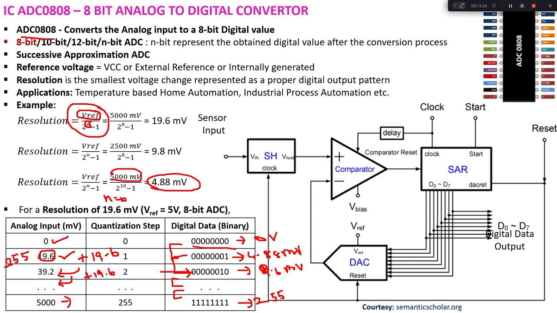So that is how we can change the resolution. Here you can see the smallest voltage change which can be represented is 4.88. That is why we call it the resolution of an ADC.